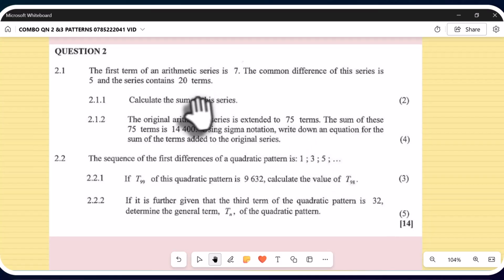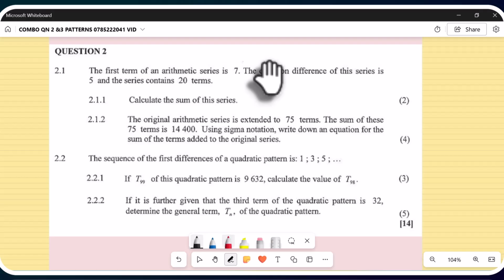For question 2, they say the first term of the arithmetic series is 7, and the common difference of the series is 5, and the series contains 20 terms. Since they talk about an arithmetic series, we know there's a common difference. So the first term, which is our a, is 7, the common difference is 5, and it contains 20 terms, meaning our n is 20.